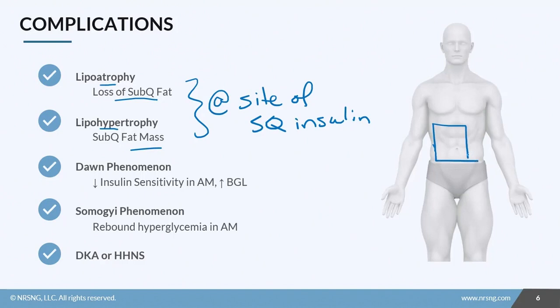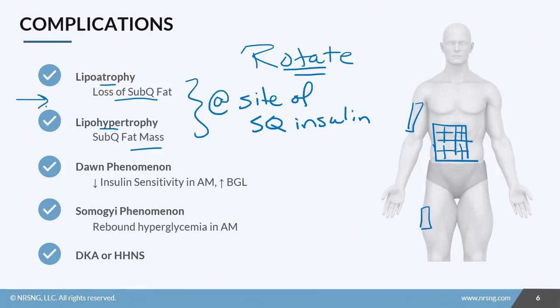Now we'll split the abdomen into quadrants so that we can rotate our injection sites, but we can also actually split each quadrant into a quadrant. We want to rotate as much as we can. We can also use the backs of the arms. We could use the outer thigh. Anywhere where there's a fat pad, you can use it. So make sure that you are rotating sites. Otherwise, we're going to see this issue with the sub-Q fat at that site.